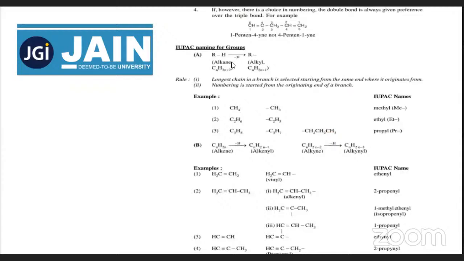Now IUPAC naming for the groups. If I'm taking out one, this is methyl, this is ethyl, propyl. From alkene we took alkenyl, alkanyl we just saw. This is vinyl, I showed you. Allylic, vinylic, alkenyl is there. All this we have just seen, so we don't have anything in this to read.